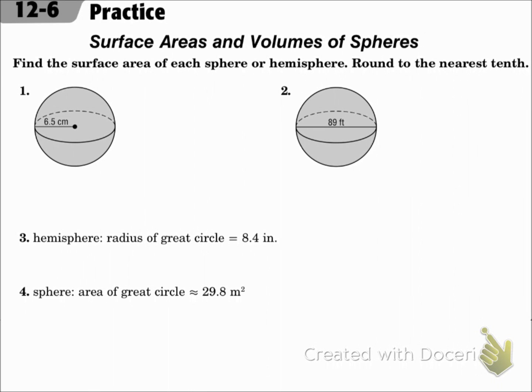This is lesson 12.6, surface areas and volumes of spheres. Your objectives are to find surface areas and volumes of spheres. Find the surface area of each sphere or hemisphere, round to the nearest tenth.